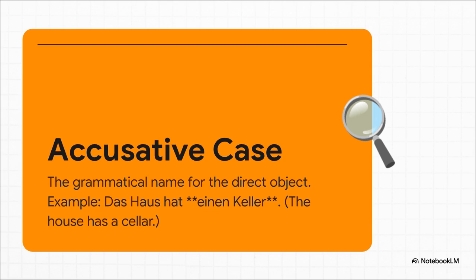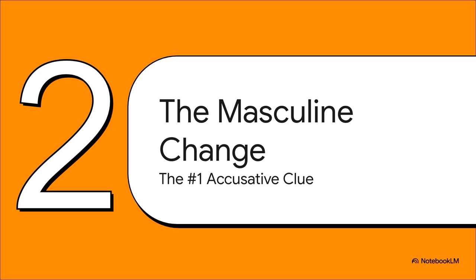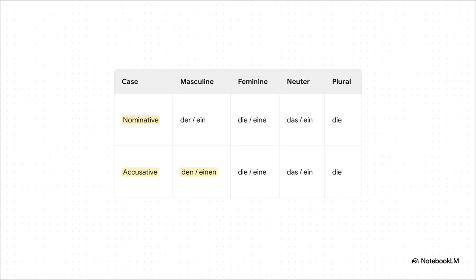Hold that thought. So how on earth do you spot these cases out in the wild? Well, luckily, there's one giant, flashing neon sign to look for. And the craziest part? It only happens to nouns of one particular gender. Okay, have a look at this table. Just let your eyes scan across the rows for feminine, neuter, and plural. You see that? The articles are exactly the same in both cases. Nothing changes. But now, look at that masculine column. Bam! That's where all the action is.